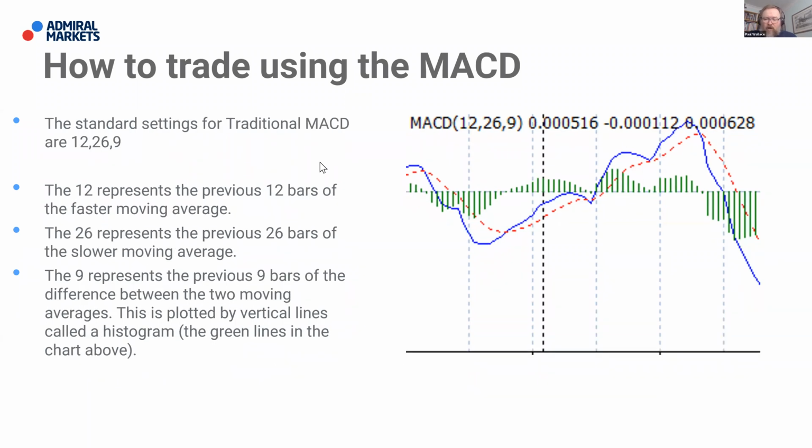So as I said there, 12, 26, 9. The 12 represents the previous 12 bars of the faster moving average. The 26 represents the previous 26 bars of the slower moving average, and the 9 represents the previous 9 bars of the difference between the two moving averages. And this is plotted by vertical lines called the histogram, and that's the green lines that you can see on that particular chart here. That's what we're looking at working with here, and that is what we would see on a traditional MACD, which will become clear to you in a few slides' time.